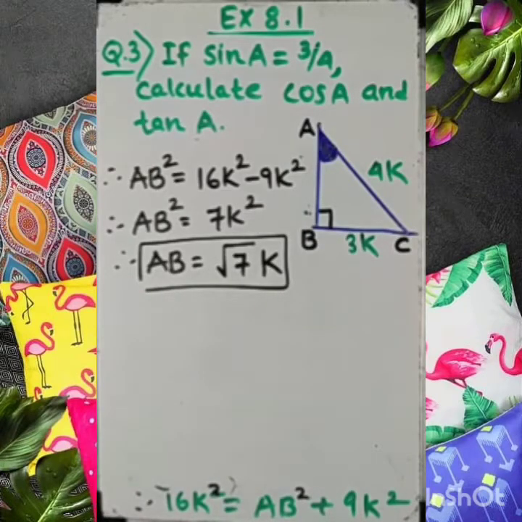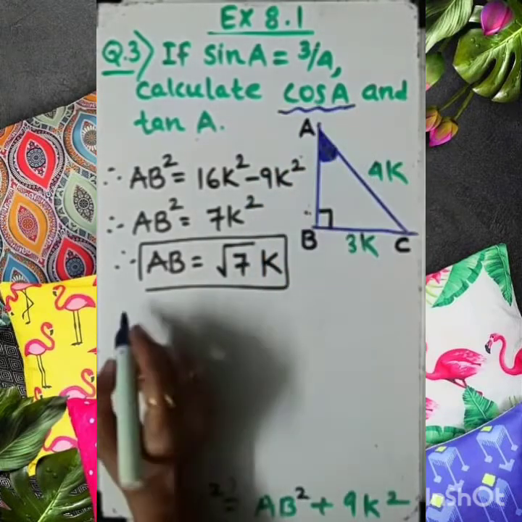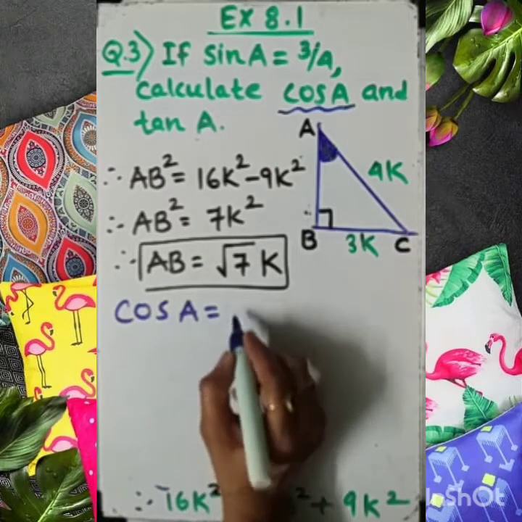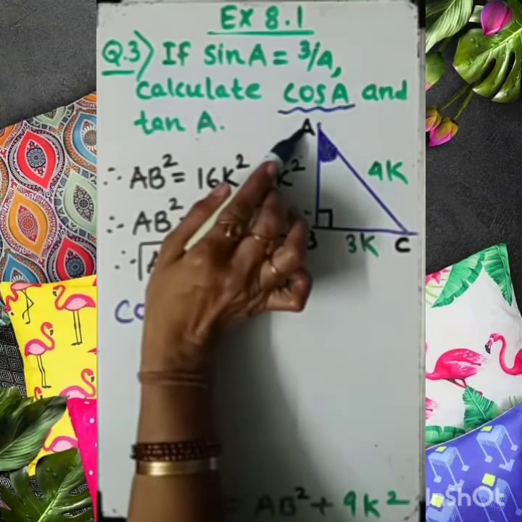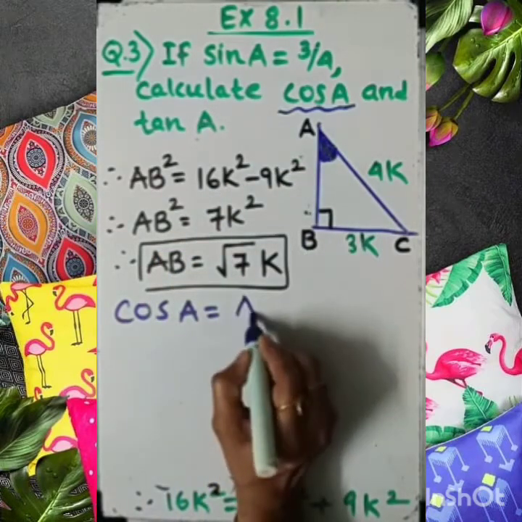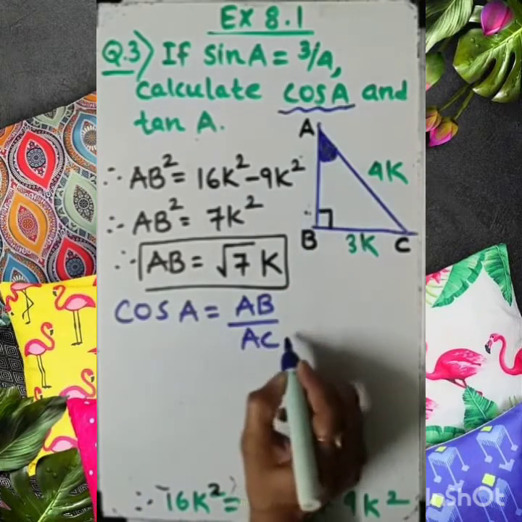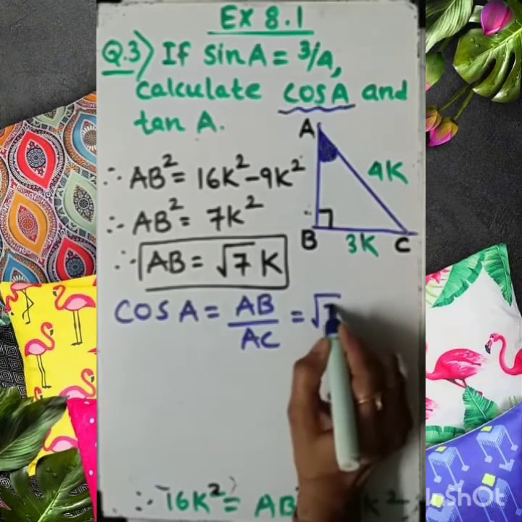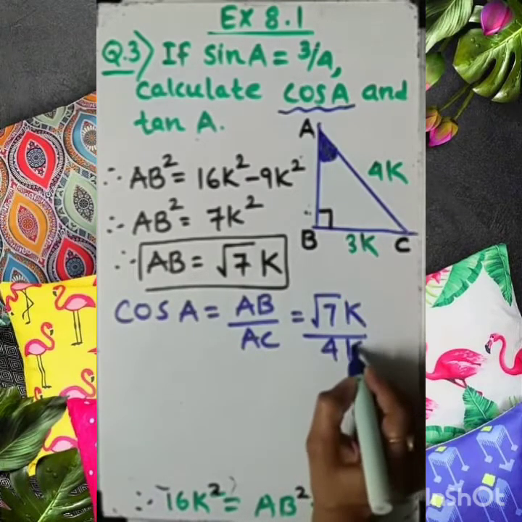Now, let's focus on what we have to find. First, I need to find the value of cos A. My dear student, you know cos A means B by H, and according to angle A, the base is AB. AB is the base, agree, and AC is the hypotenuse, correct? Now, AB we already found, that is root 7K, and the value of AC is already with us, 4K.